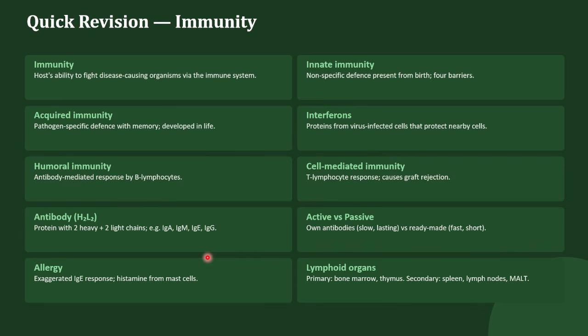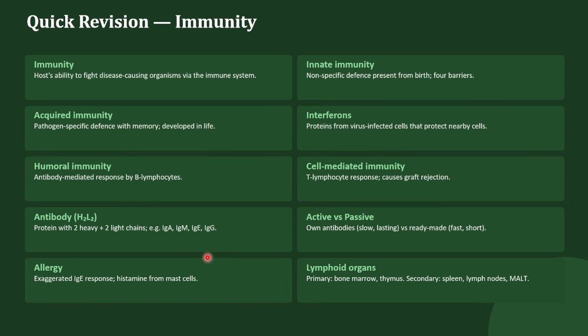So, let's have a quick revision. Let us do it in the form of questions and answers. What is immunity? Ability of the body to fight disease-causing organisms. The two types of immunity are innate and acquired. Is innate immunity specific or non-specific? It is non-specific. Acquired immunity has one special feature. What is it? Memory. Yes. Name the four barriers of innate immunity. Physical, physiological, cellular and cytokine.